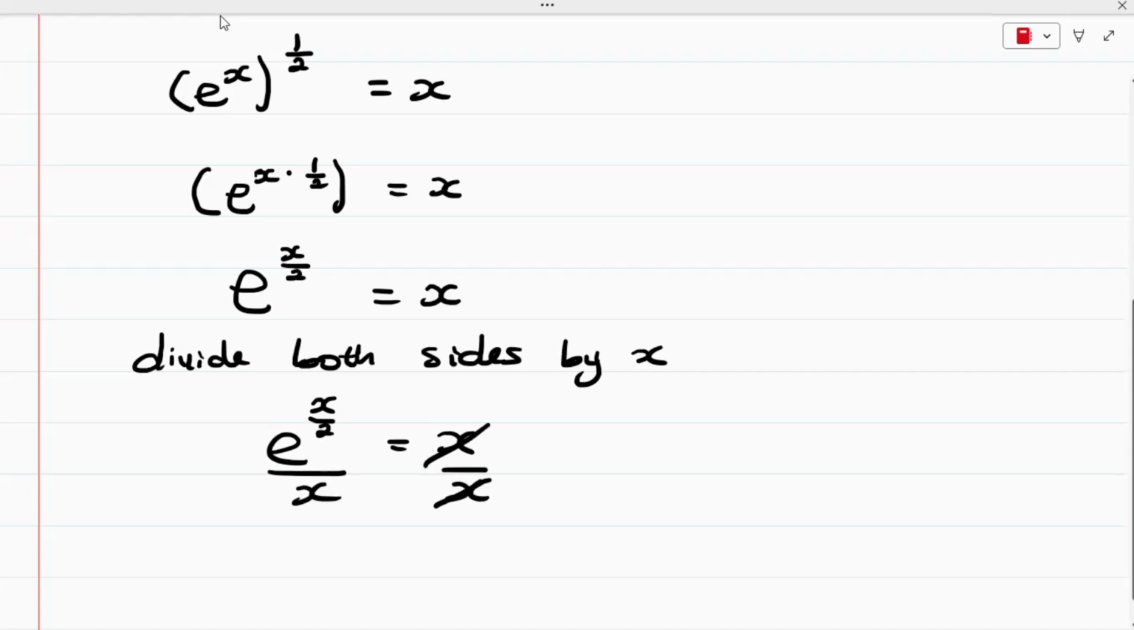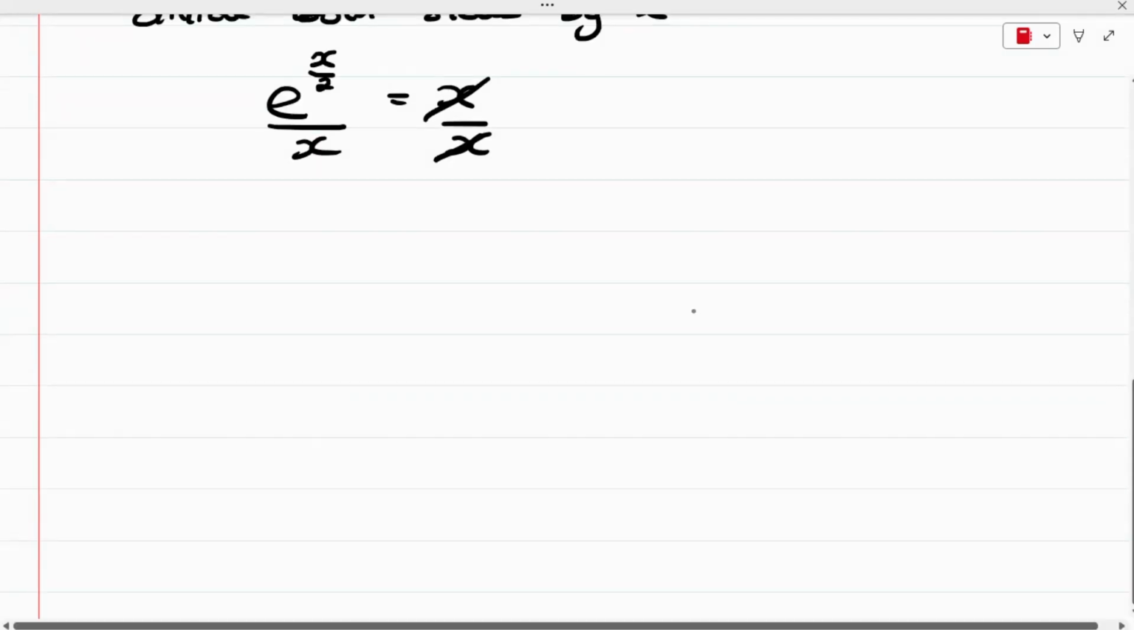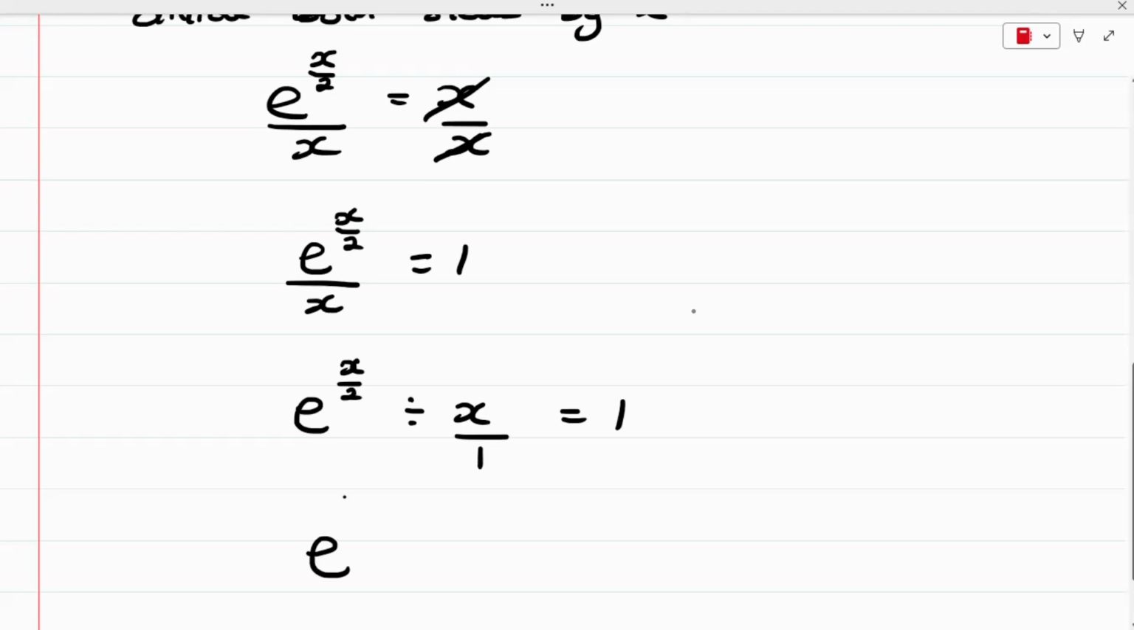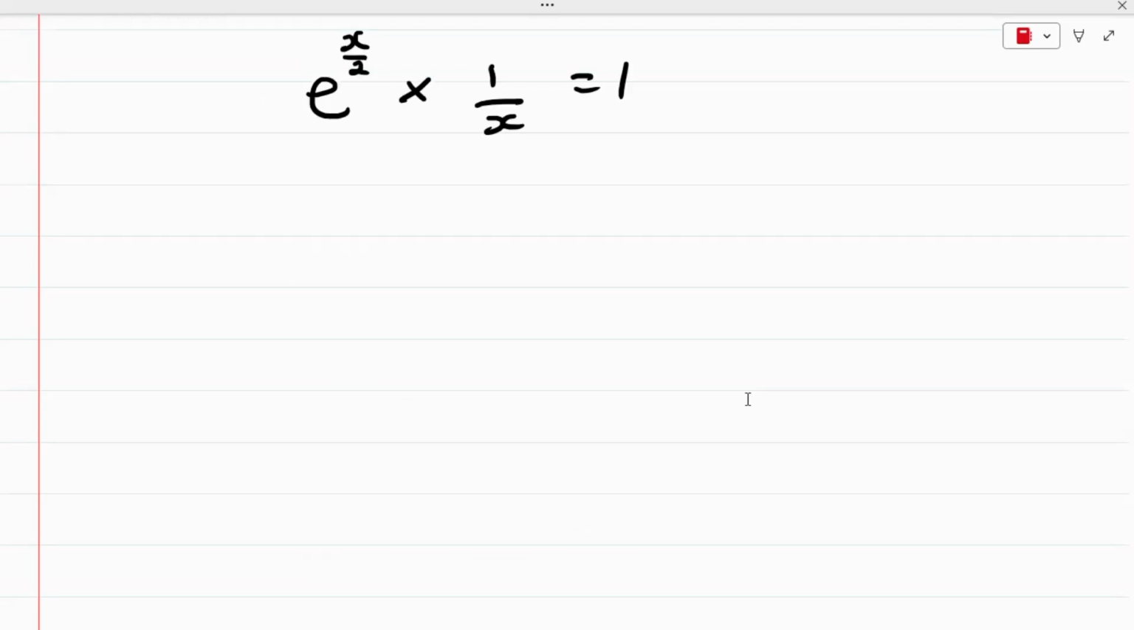So this is going to cancel out this. So we have e raised to the power of x over 2, over x, is equal to 1. We can easily rewrite this as e raised to the power of x over 2 divided by x, which is equal to 1, and this is over 1. So this becomes e raised to the power of x over 2 times 1 over x is equal to 1. We can rewrite this as 1 over x multiplied by e raised to the power of x over 2, which is equal to 1.